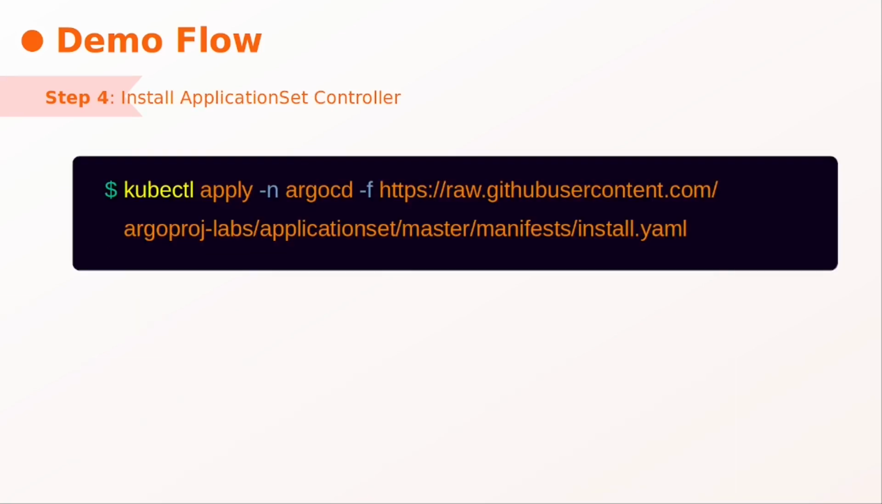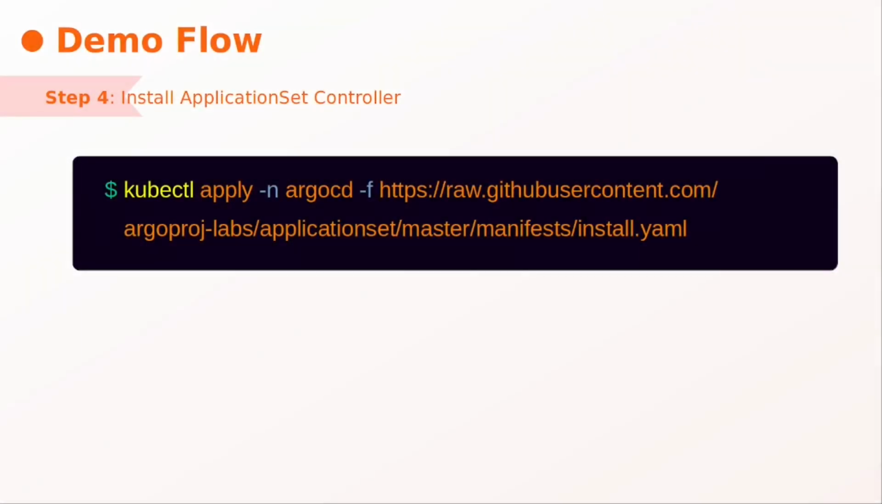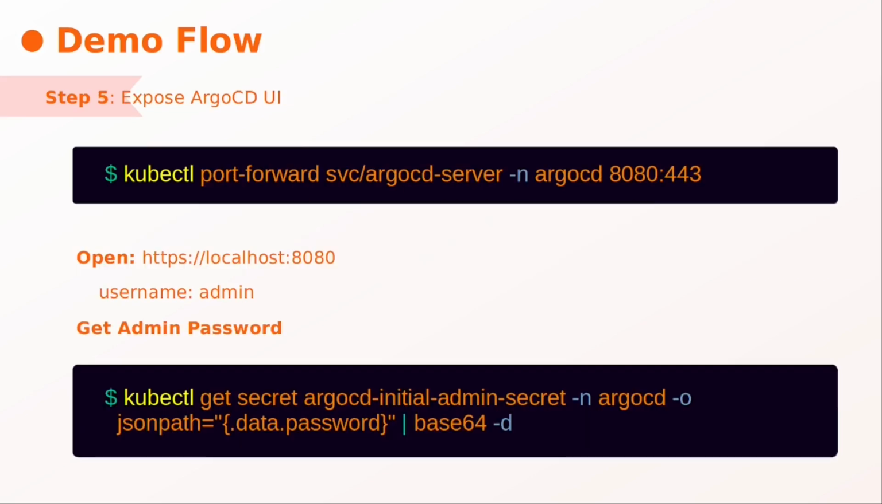Step 4. Install ApplicationSet controller, which helps dynamically generate multiple ArgoCD applications. This is essential for managing multiple microservices and environments efficiently. Step 5. Access ArgoCD UI. Expose the ArgoCD UI locally using port forwarding. Then open localhost 8080. Login credentials: username admin, and the password. Get it using the command below. Now you can access the ArgoCD dashboard to monitor applications.